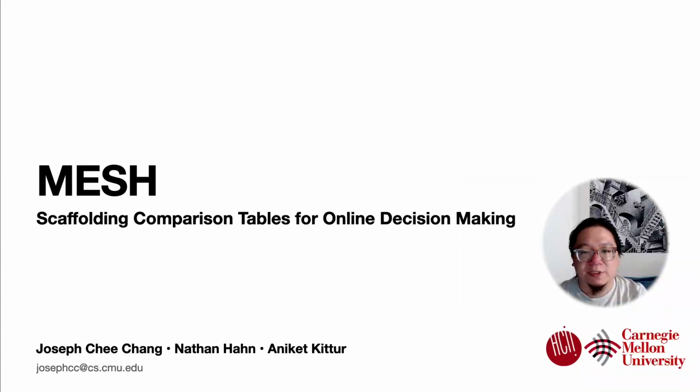In this video, I'll present the paper titled MASH, Scaffolding Comparison Tables for Online Decision Making. My name is Joseph Chang. This paper is joint work with Nathan Hahn and Aniket Kittur.